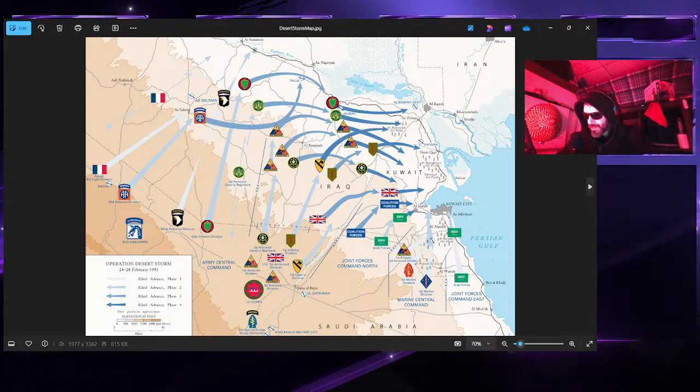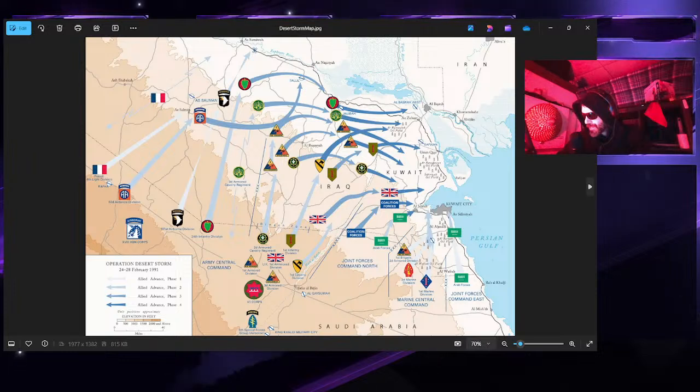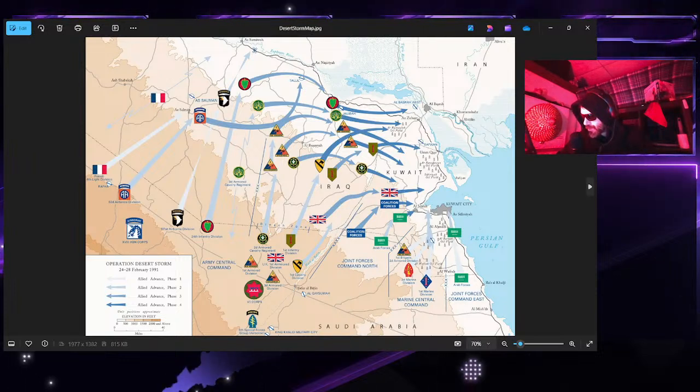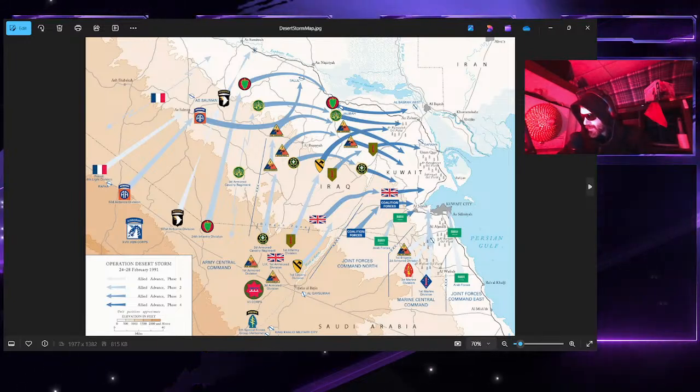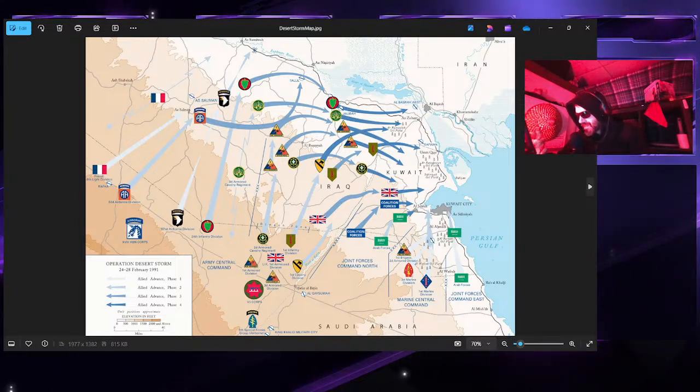of relations with Iraq. From the beginning of the crisis, President Bush was strongly opposed to any linkage between Iraq's occupation of Kuwait and the Palestinian issue.